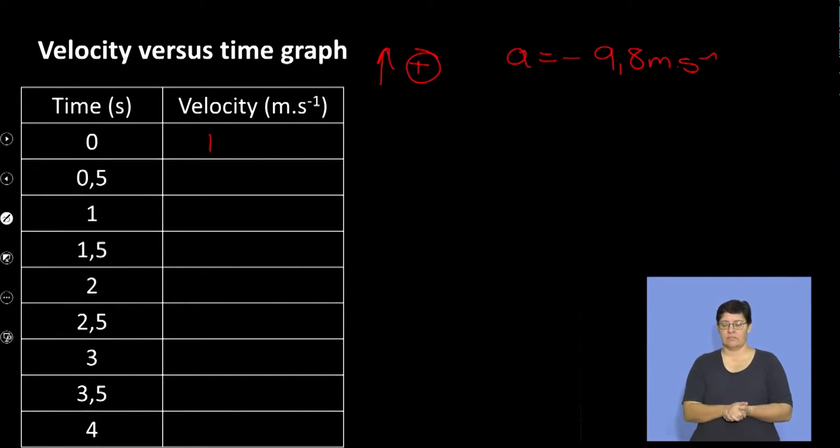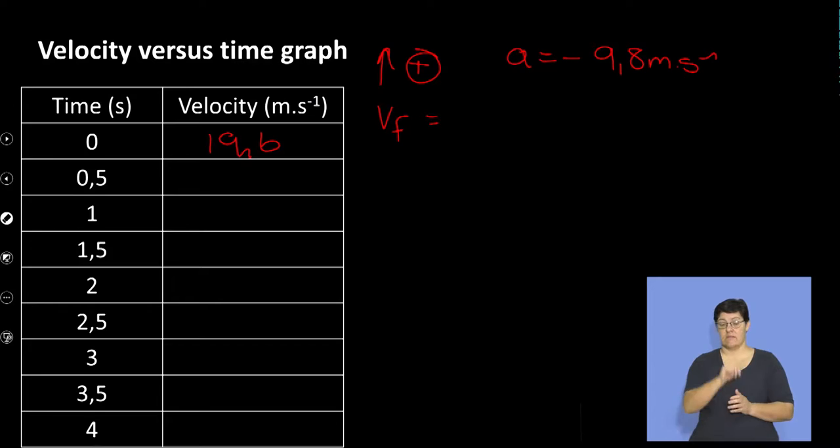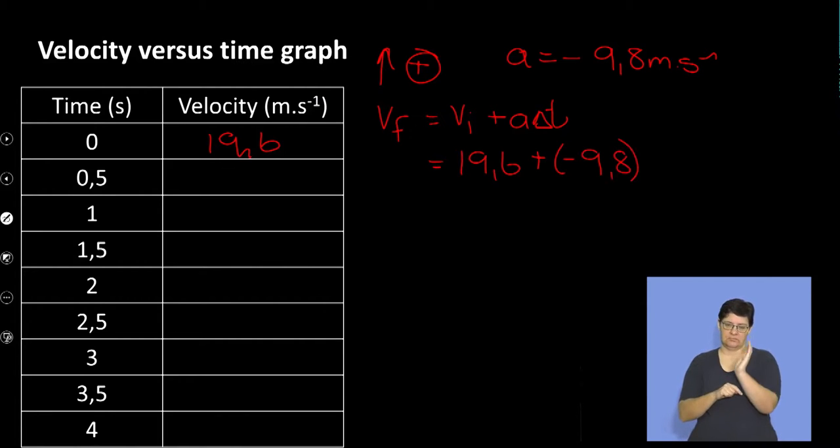Right, initial velocity was 19.6. I need to calculate the velocities for all the rest. Thinking about the information I have, I'm going to use this equation. If I write it correctly, that's always important. VF equals VI plus A delta T. Now what's going to stay the same is that this is 19.6. This is minus 9.8. And for each of these equations, I'm going to change time.